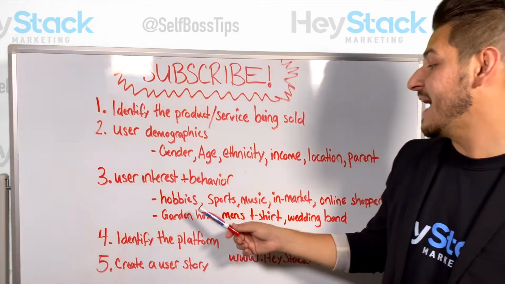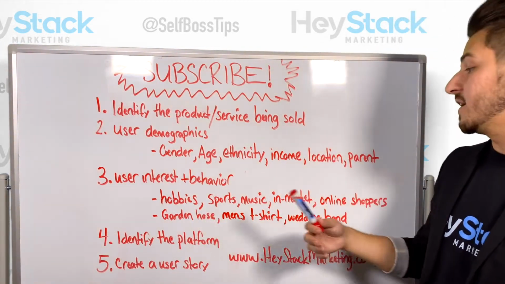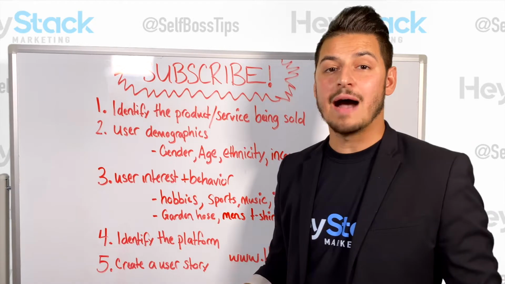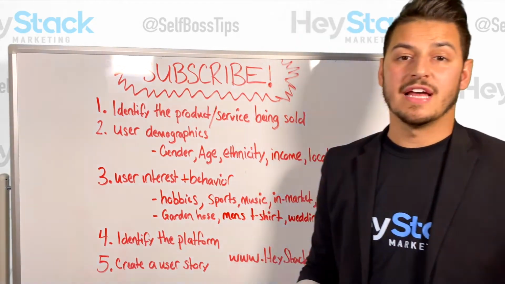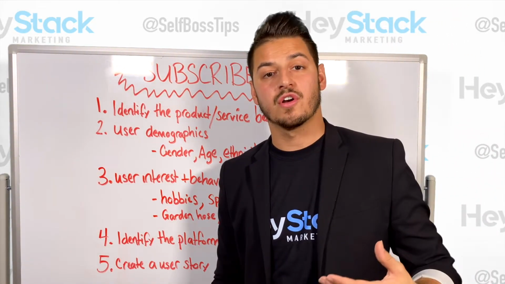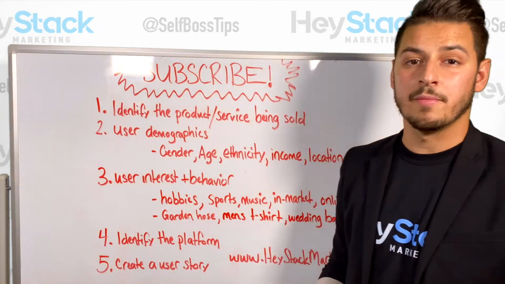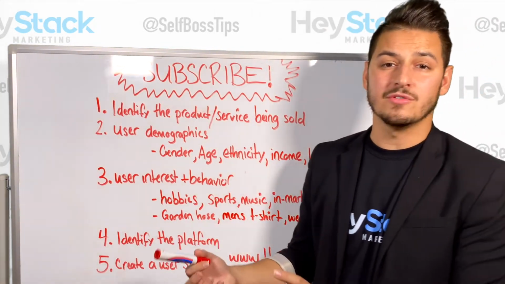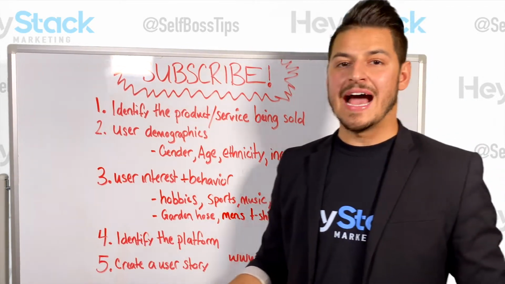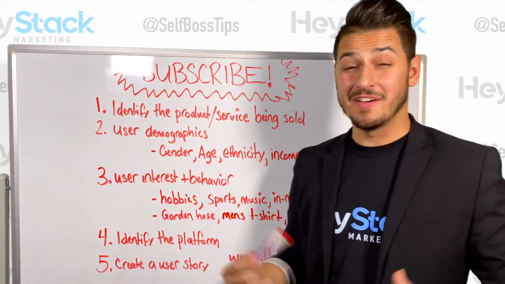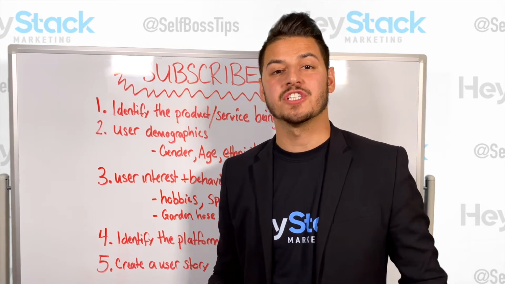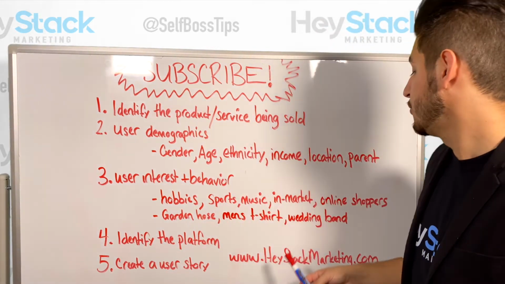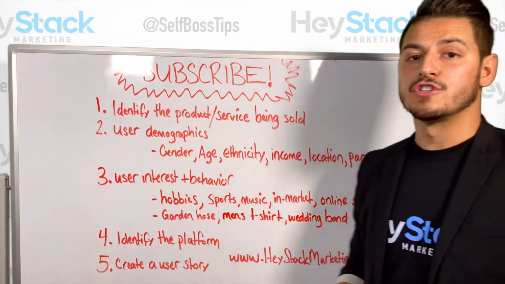The next thing we'll look at: hobby, sports, music, in-market, online shoppers, etc. So for hobbies, we want to target users that are interested in gardening. We want to target users that are interested in swimming pools. We want to target users that are interested in cars because they may use a hose to wash their car. But now we want to limit this a bit further to make sure that we're maximizing the efficiency of our spend. We want to target users that are in market for similar products.